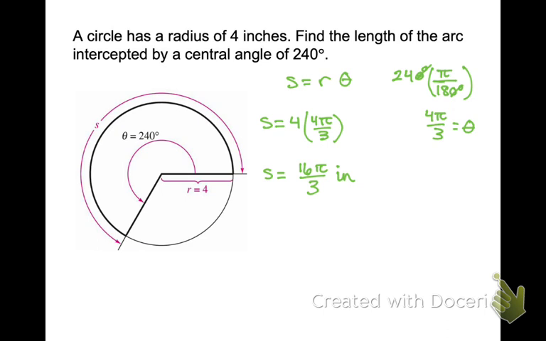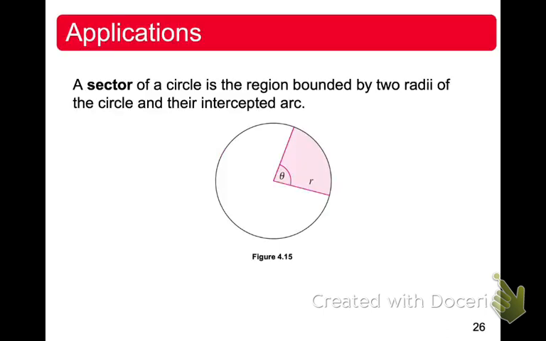Okay, I'm good. Okay, so, sector. A sector is a region. This is the technical definition, guys. A sector is a portion of a circle. The pink on here is a sector. That's what a sector is. So the sector of a circle is a region bounded by 2 radii of the circle and their intercepted arc.